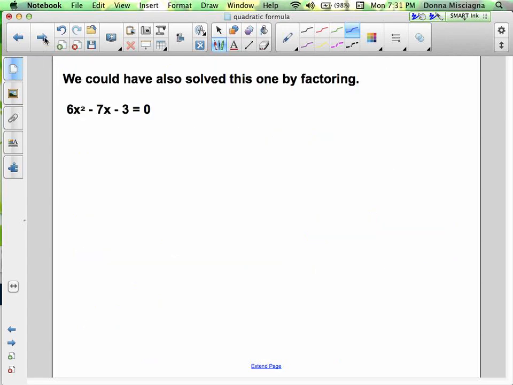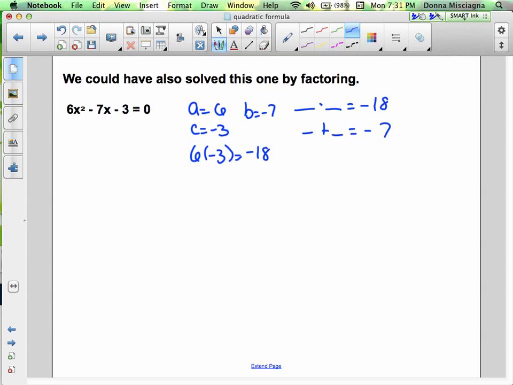Let's factor. So A is 6 and C is negative 3. 6 times negative 3 gives us negative 18. We need two numbers that multiply to give us negative 18, but add to give us our B term of negative 7. Well, that's good. There's not that many factors of 18, and the ones we're going to need are negative 9 and 2. They multiply to give us negative 18, and they add to give us negative 7. We're going to replace that negative 7x with a negative 9x and a positive 2x.